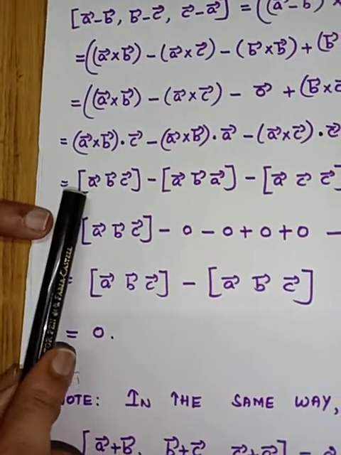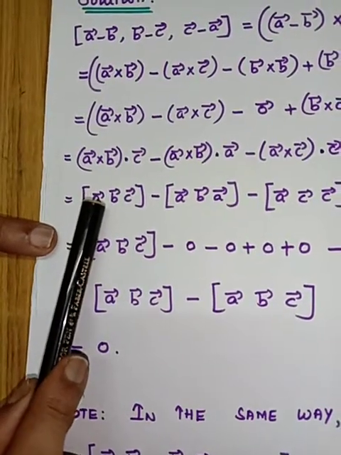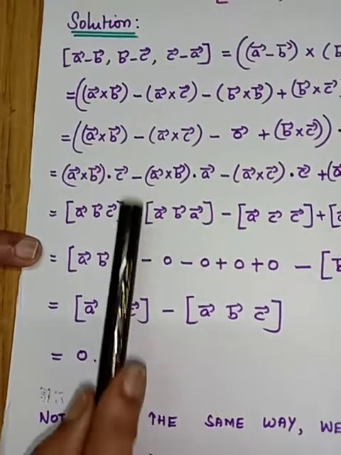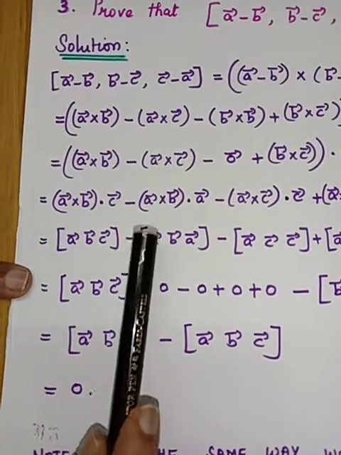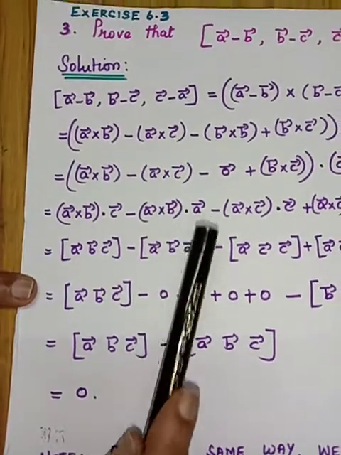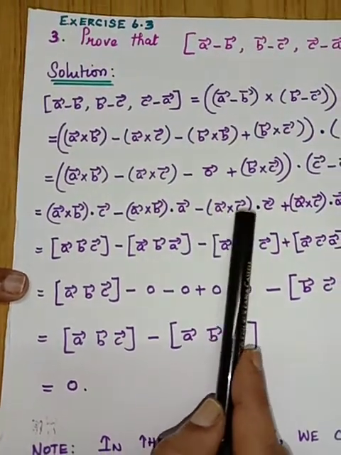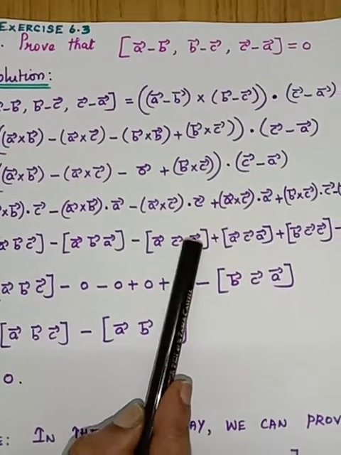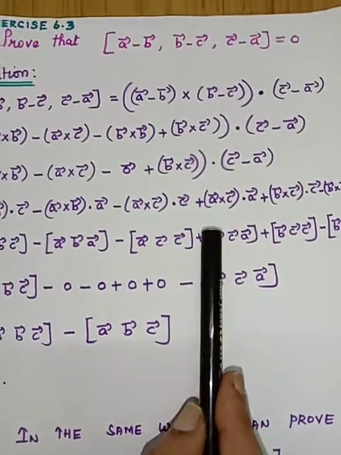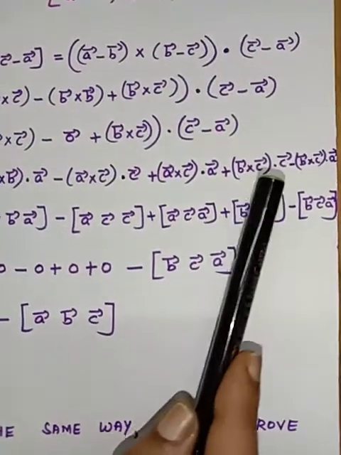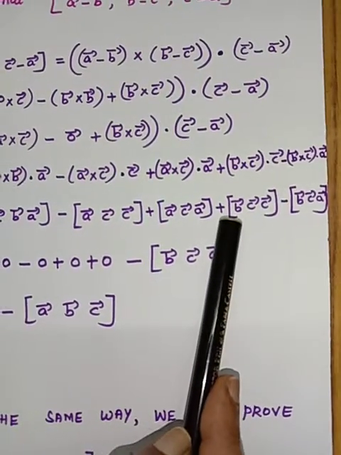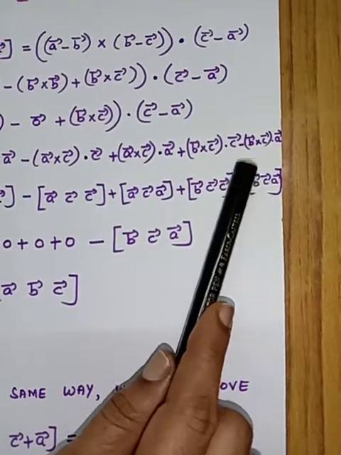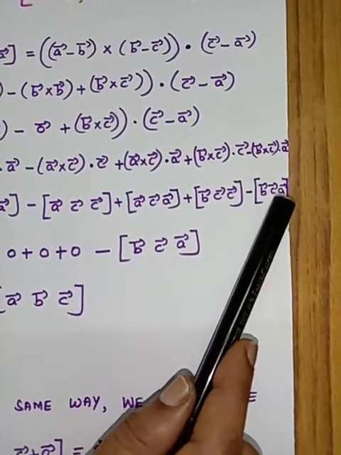So here I am using the box product A vector, B vector, C vector. Here also the same thing. So the minus is here. So it is a box product of A vector, B vector, A vector. This also scalar triple product. So I am using the box product of A vector, C vector, C vector. Here also box product of A vector, C vector, A vector. This also the box product of B vector, C vector, C vector. And the last one is minus box product of B vector, C vector, A vector.